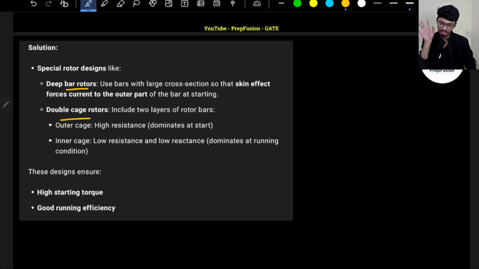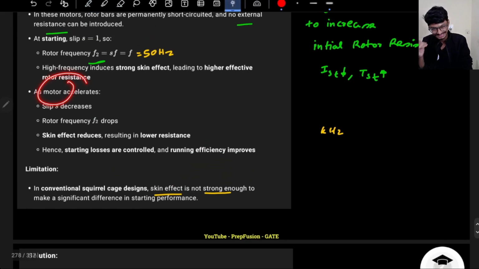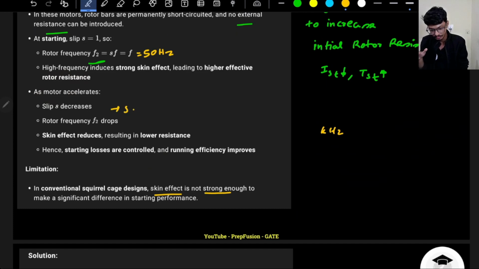In both cases, just remember, whatever we are doing, we are making the skin effect more dominant. That is the purpose. Why? Because I want to increase my rotor resistance at starting. As soon as the motor accelerates, it will reach towards the full load speed, and at full load, I know that the slip is almost zero, hence the rotor frequency will almost be zero.